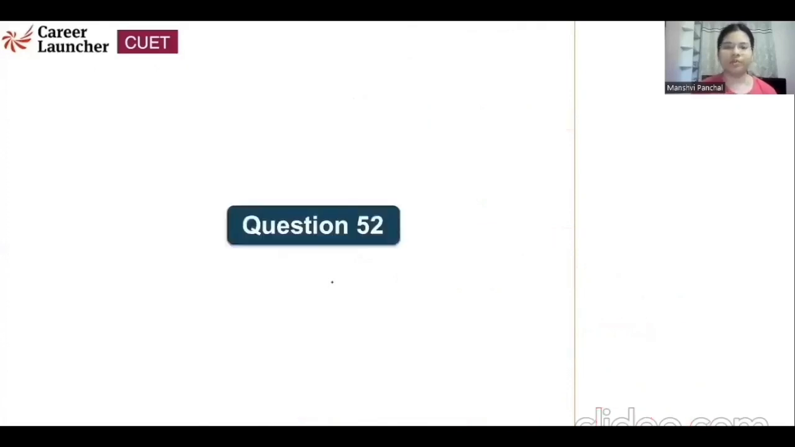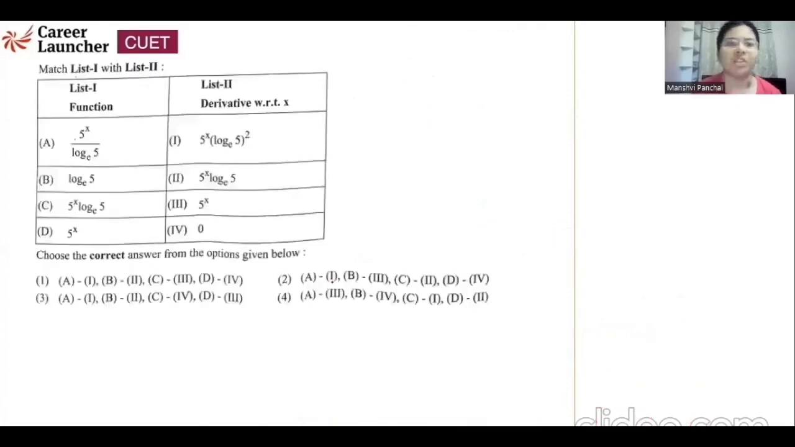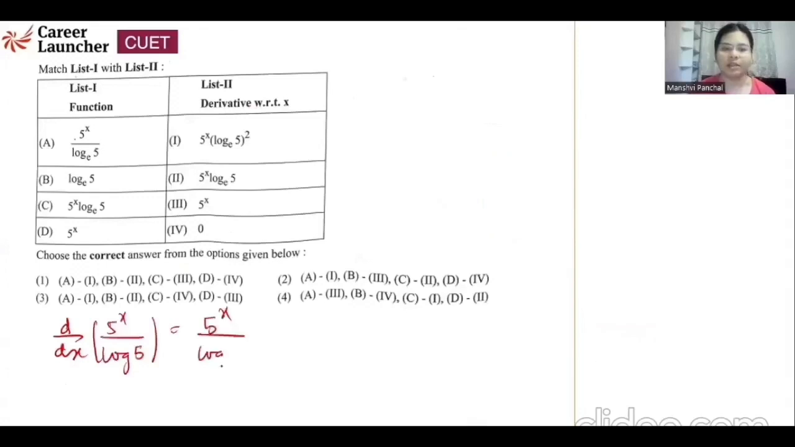Moving on to question number 52. Match list 1 with list 2. So this is the function and the derivative with respect to x. So for A, 5 to the power x upon log e 5, so d by dx of 5 raised to the power x upon log 5 will be 5 raised to the power x upon log 5 into log 5. It means 5 raised to the power x only. So A matches to 3, right? So option 4 is your correct answer.